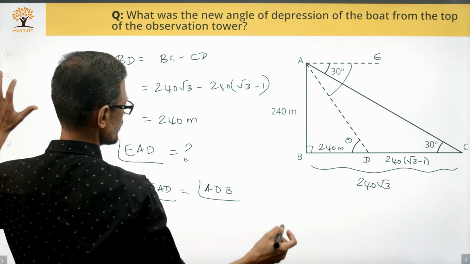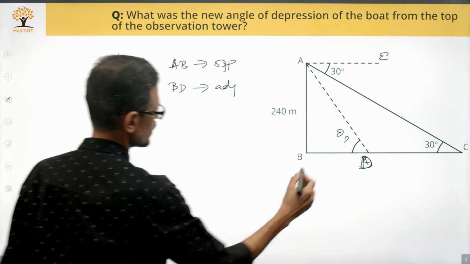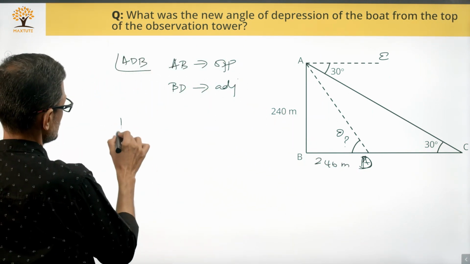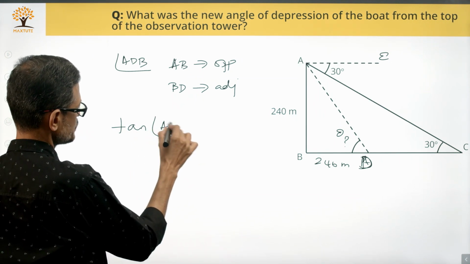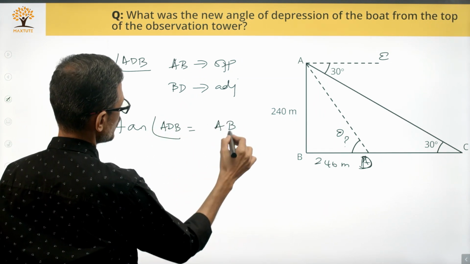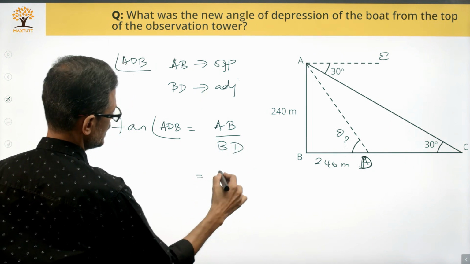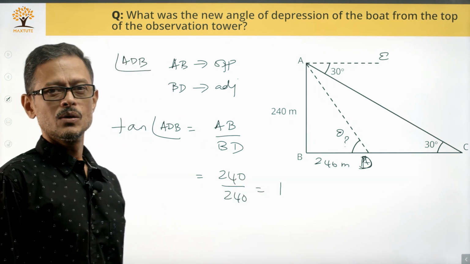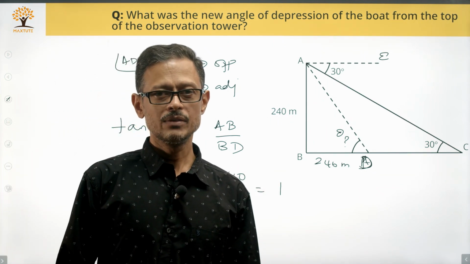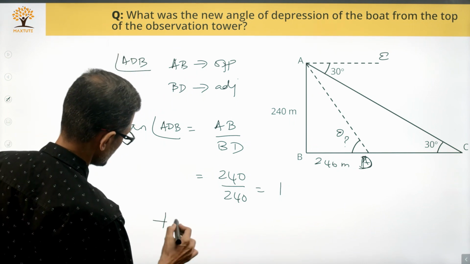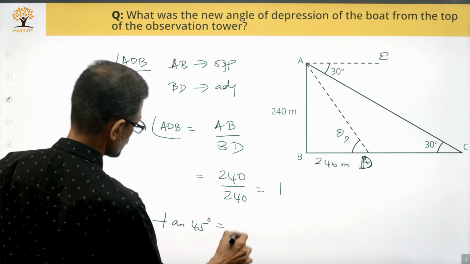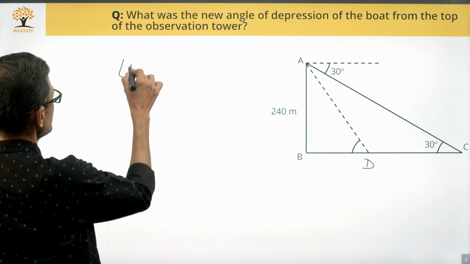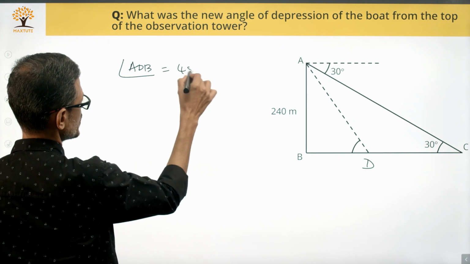We found out BD to be equal to 240. So let's not clutter this diagram. This is 240, this is 240. So tan of angle ADB is equal to AB, the opposite side, divided by BD, the adjacent side, which is 240 divided by 240, which is equal to 1. Tan of some angle is equal to 1. What is the measure of the angle? We know tan 45 is equal to 1. Therefore, it's quite evident that angle ADB is equal to 45 degrees.